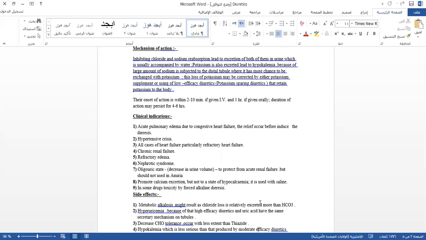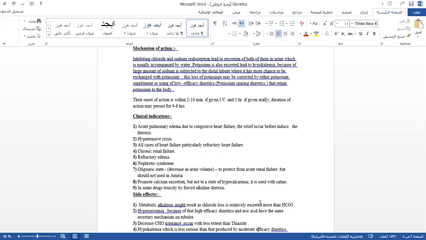Yes. Number two, hypertensive crisis, severe hypertension. Number three, all cases of heart failure, particularly refractory heart failure. Another indication is chronic renal failure associated with edema, which is the first indication for using loop diuretics. Also refractory edema, nephrotic syndrome, and oliguric states with decreased urine volume, to protect the kidneys from development of acute renal failure. And as we said, they should not be used in anuria.